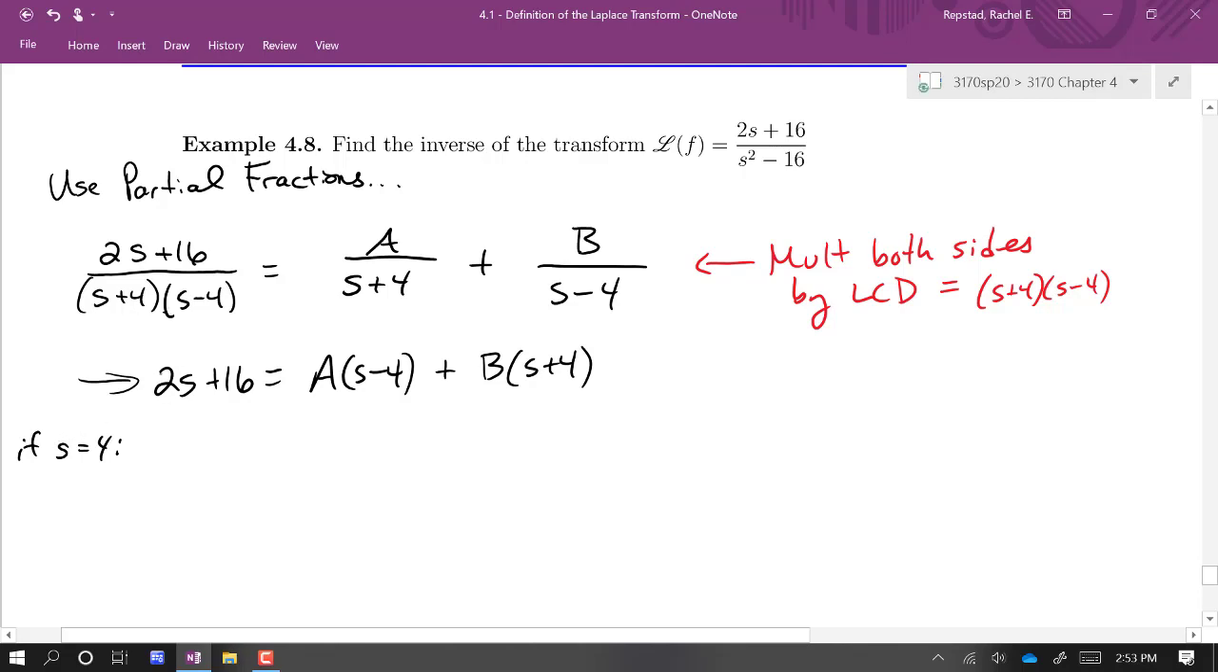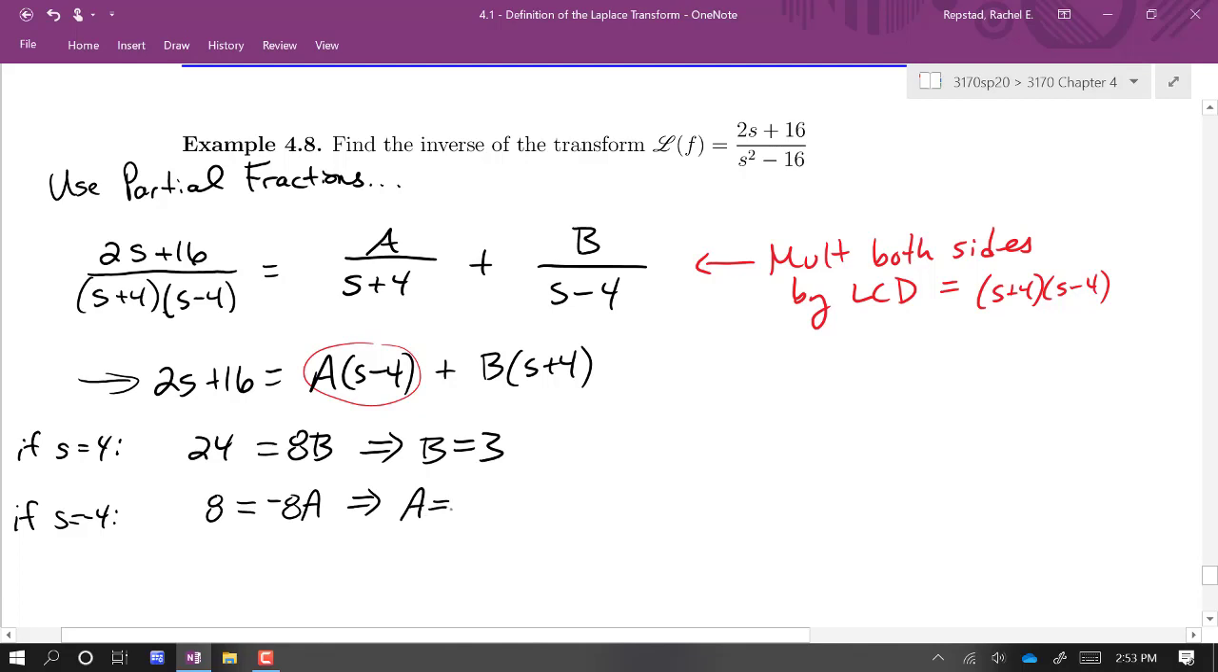And if s is equal to 4, then 2 times 4 is 24 on the left side is equal to, if s is 4, then this first term here zeroes out. And then we just get b times 8, or 8b. And that tells us that b is equal to 3. On the other hand, if s is equal to negative 4, then on the left side we get 8. On the right side, the b term would cancel out, and we get negative 8a, and that tells us that a is equal to negative 1.